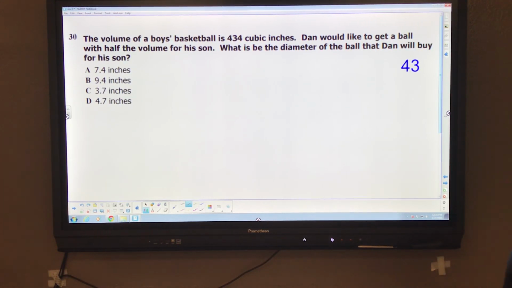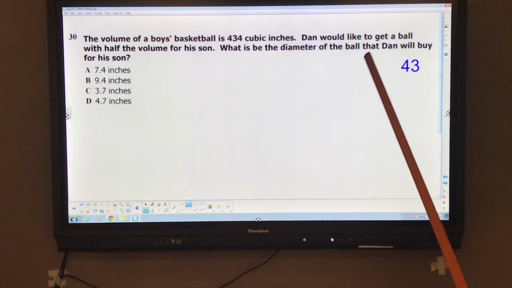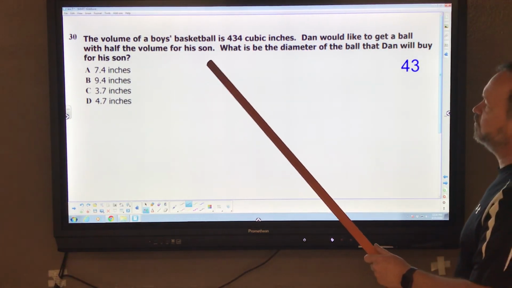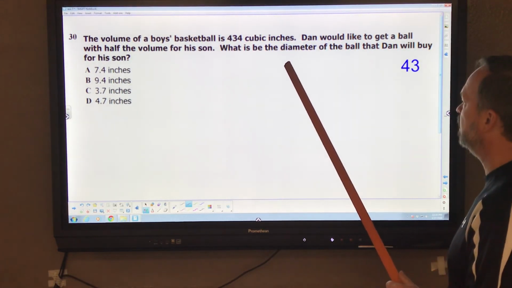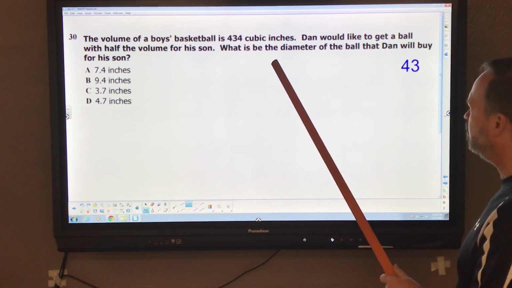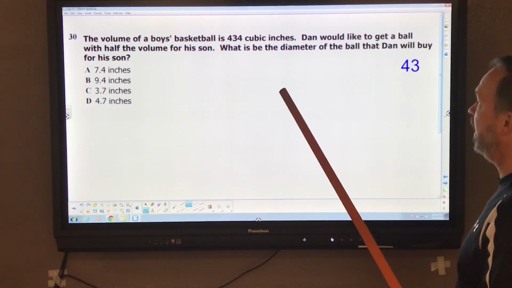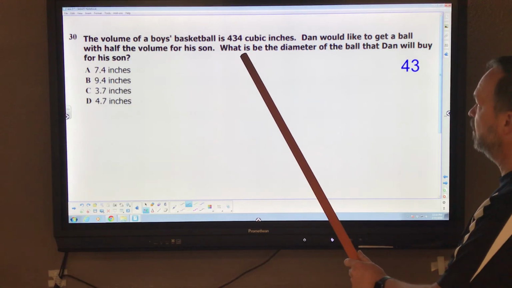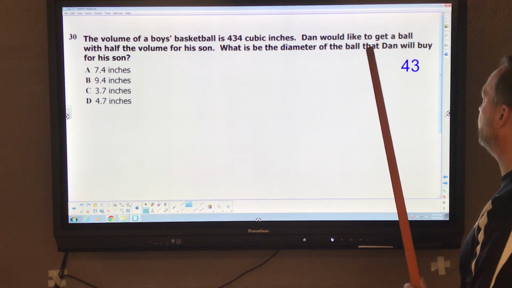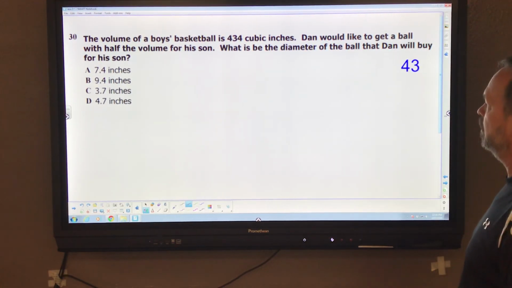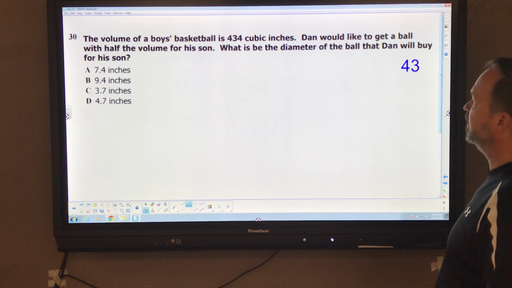And the last question, the volume for a boys basketball is 434. Dan would like to get a ball with half the volume for his son. What is B, the diameter? Wow, that's great writing right there. What is B, the diameter of the ball that Dan will buy for his son? What is B? I don't know.